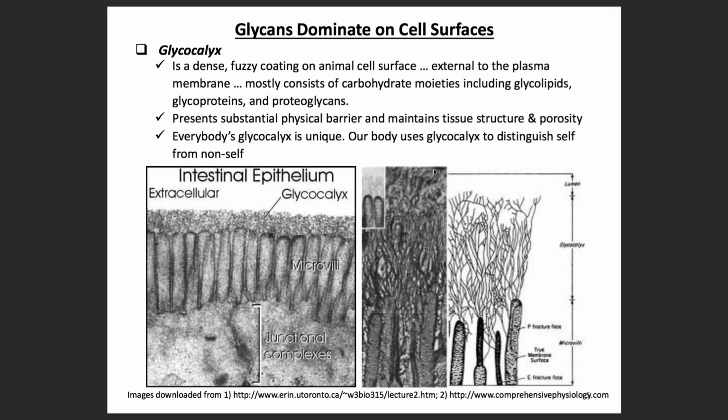It's a substantial physical barrier, and it maintains tissue structure by capturing water as well as porosity, because it does allow things to pass by. In fact, as we understand today, everybody's glycocalyx is fairly unique. And to a large extent, the body uses the glycocalyx to distinguish self from non-self: what it wants to take in versus what it wants to throw off.